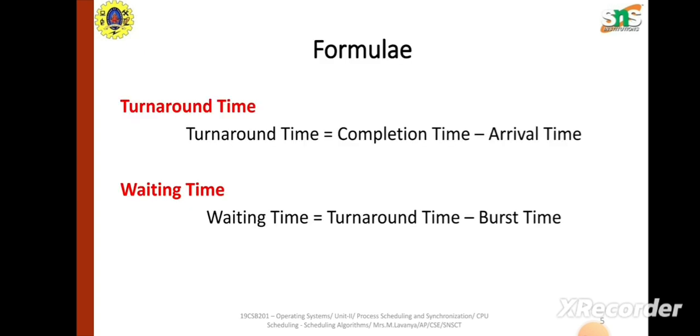Okay, these are the formulas we are going to use for finding the turnaround time and waiting time today. Turnaround time equal to completion time minus arrival time, and waiting time equal to turnaround time minus burst time.